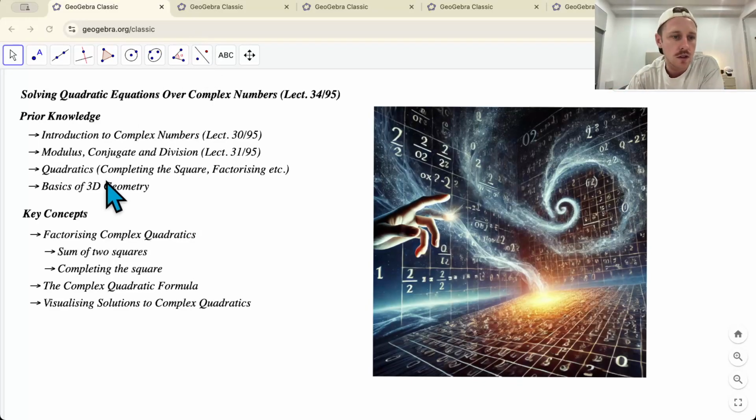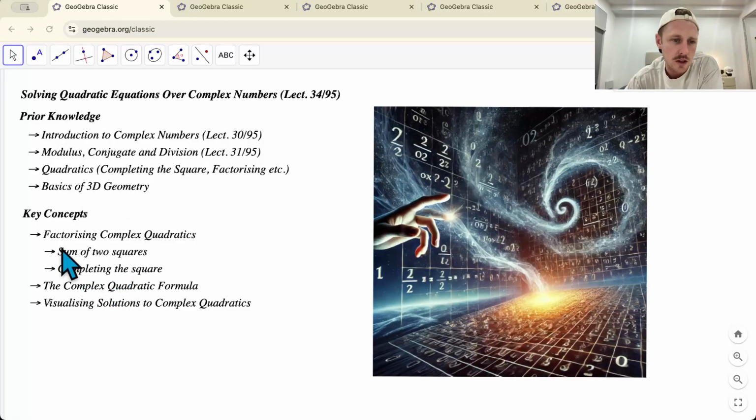All right, so we're going to look at solving quadratic equations over the complex numbers now. Some of the prior knowledge for this would be Introduction to Complex Numbers, which we spoke about in lecture 30, and just some solid foundations in understanding complex numbers, so things like the modulus, conjugate, and division. And obviously, given the nature of this topic, quadratics is going to be very important. Just understanding quadratics really well in real number space will be very helpful for this. And just some basics of 3D geometry, for something that we're going to do at the end.